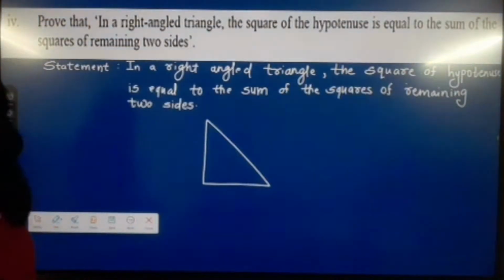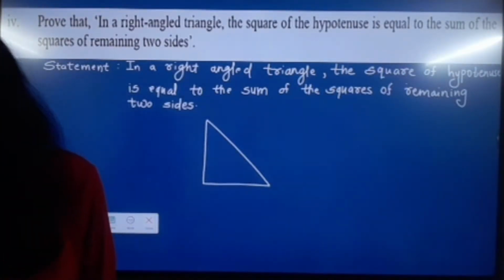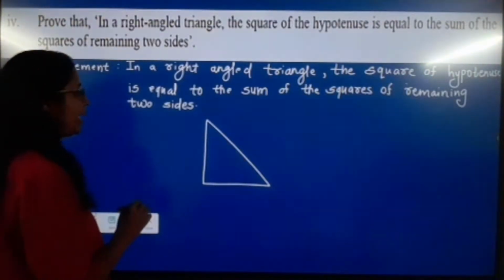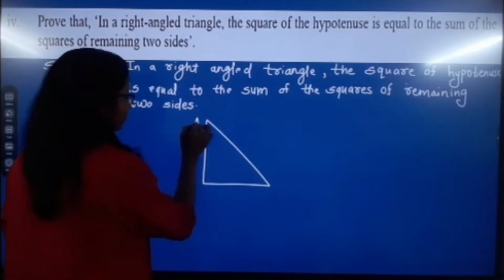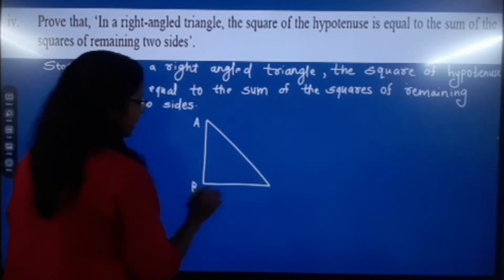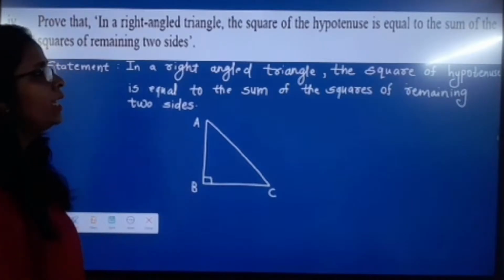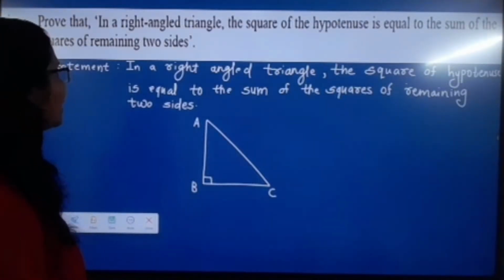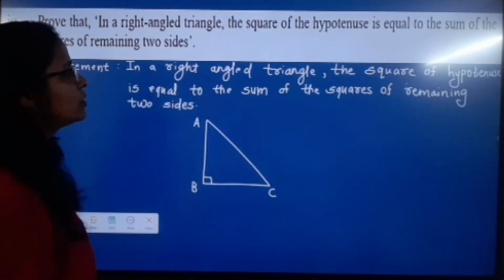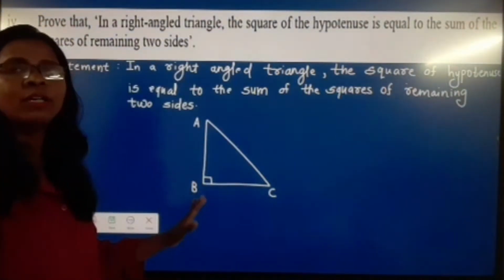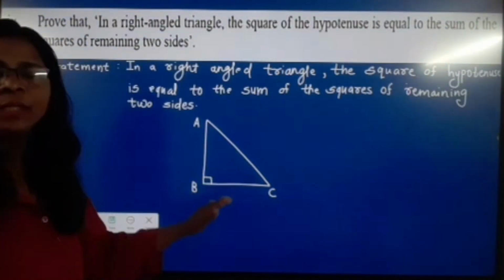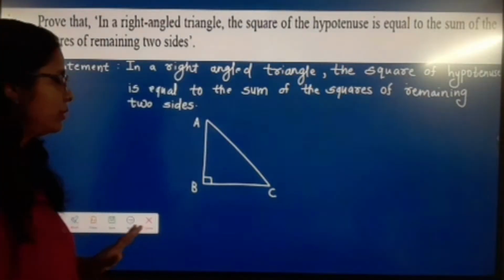Here is a right angle triangle and I name it ABC. B is the right angle. The square of the hypotenuse is equal to the sum of the squares of the remaining two sides. First, primarily, we write down this triangle.